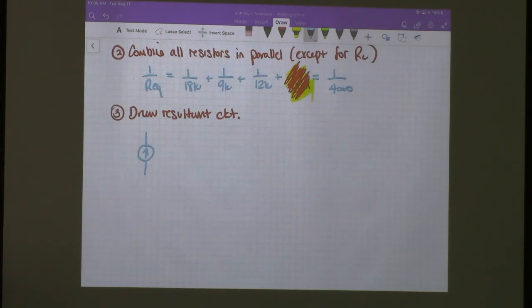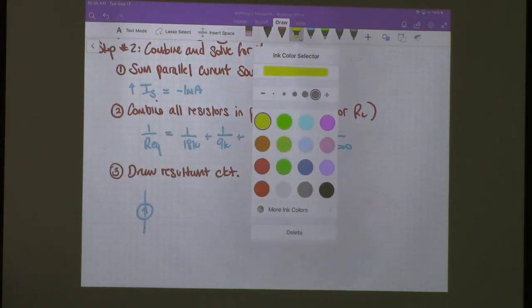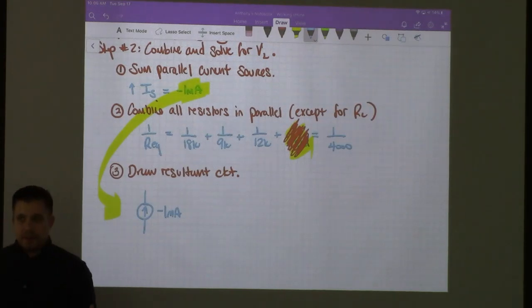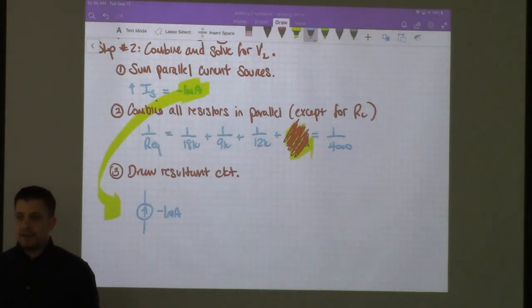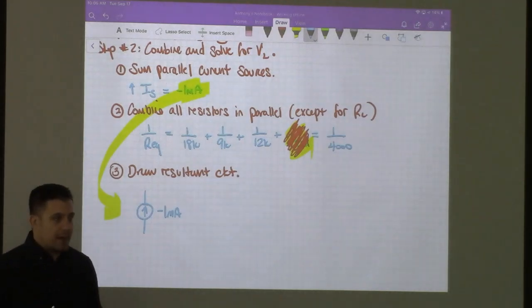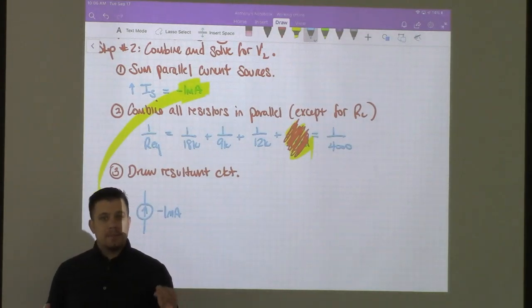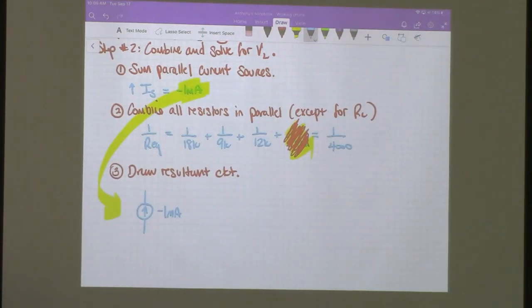So what we end up with is this value, right, will come down here. Okay, so that will be our negative 1 milliamp. You could switch the direction of the arrow, but you don't have to, right? Sometimes it's easier just to leave everything the way it is. We said that the direction was going to be pointing up. We said that the value is negative 1, so I'm just going to leave it like that. Pointing up, negative 1.